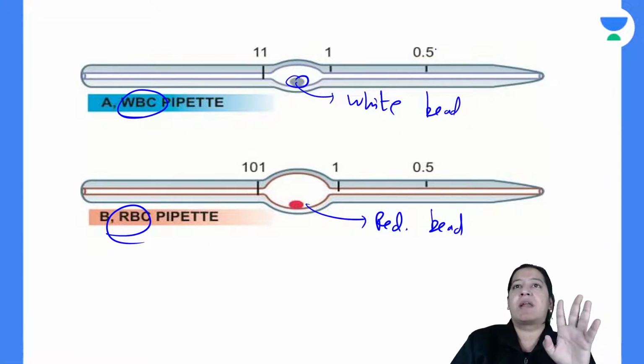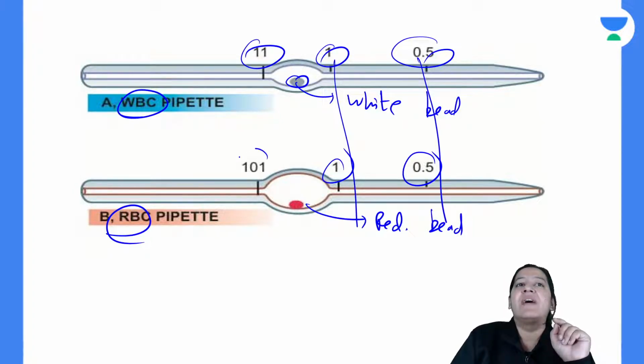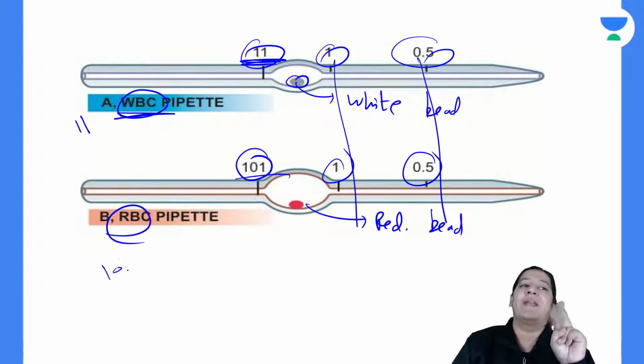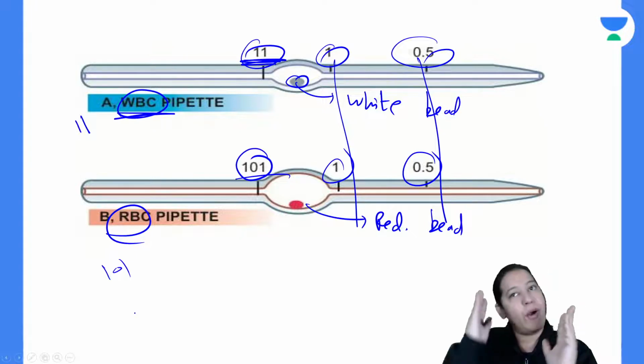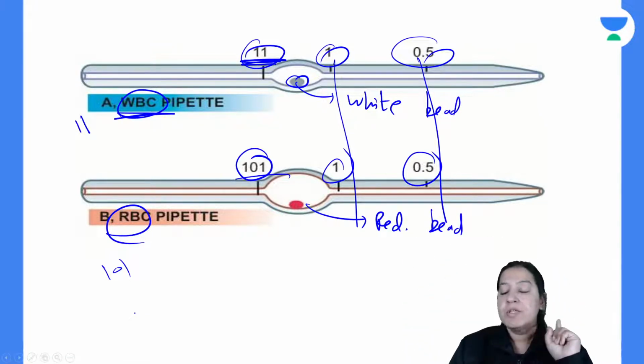And number two, see the marking. Both have 0.5 marking, both have 1 as a marking, and both have 11 or 101. So 11 is there in WBC. WBC has 11 at the third marking and here 101 is the third marking. So look at the difference. 0.5 is in both, 1 is in both, but one has 11 and the other has 101. Give me a thumbs up. So this is how you have to identify the two pipettes.